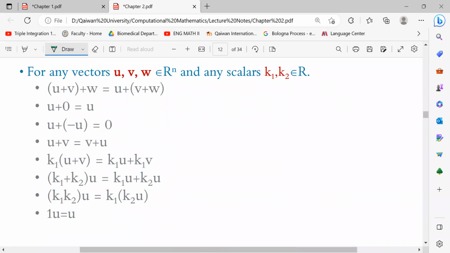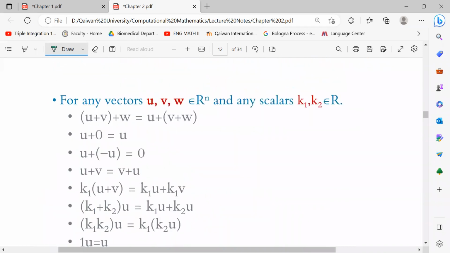Here we have these properties of vectors. We say addition is associative. If you have 3 vectors, you can add any 2 of those vectors first. Here, you can add u and v, then add w, or v and w, then add u. It's up to you. Both are true. If you add a 0 vector to any vector, it's still the vector. Here we have the additive inverse: u plus negative u is a 0 vector. If we subtract a vector from itself, we get a 0 vector.